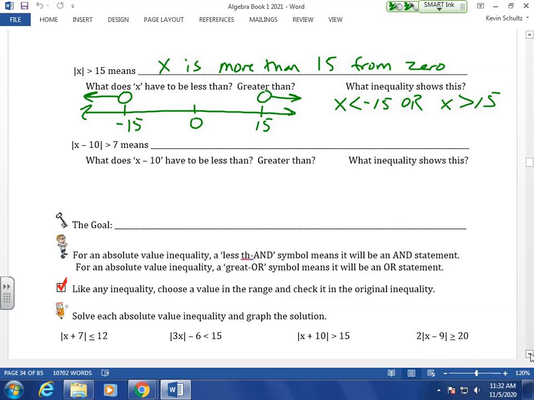It has to be either less than -7 or more than 7. Basically, it's got to be further than 7 from 0, right? X minus 10 is more than 7 from 0, which is why we have to include the negative side and the positive side. The two numbers x has to be further than are -7 and +7. Okay?